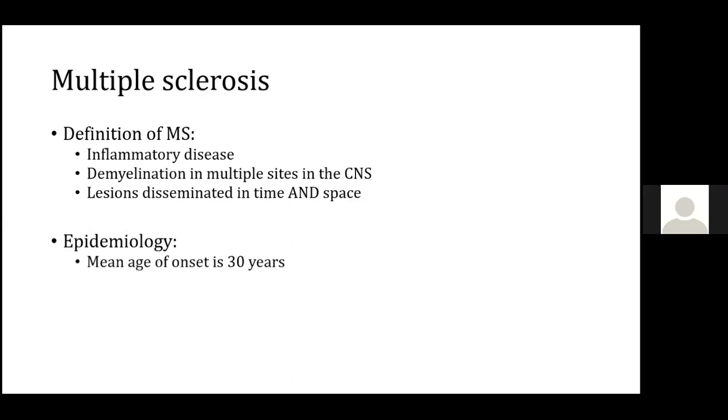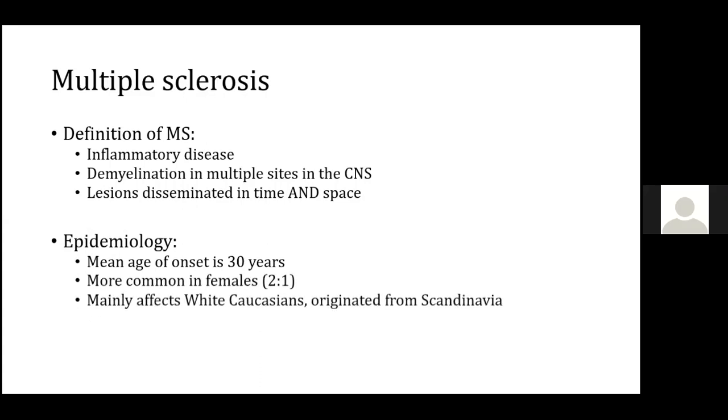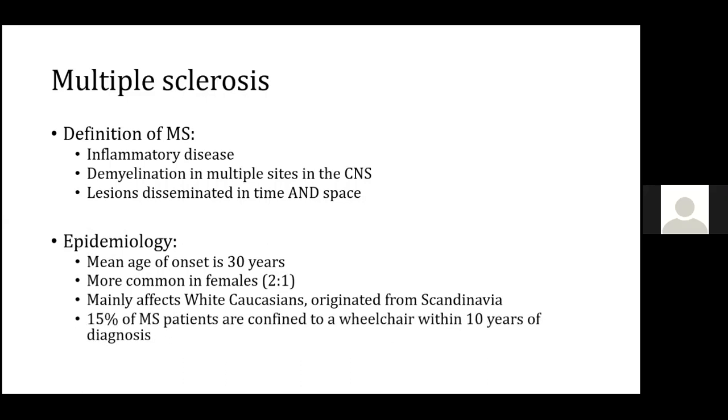Epidemiology-wise, mean age, usually it comes on around the age of 30, so young adults. More common in females, and mainly affects white, Caucasian, Scandinavian communities. And 15% of MS patients are confined to a wheelchair within 10 years of diagnosis. So the key bits out of that is that it's a neuroinflammatory disease involving demyelination across multiple sites in the central nervous system, and it's disseminated in time and space.